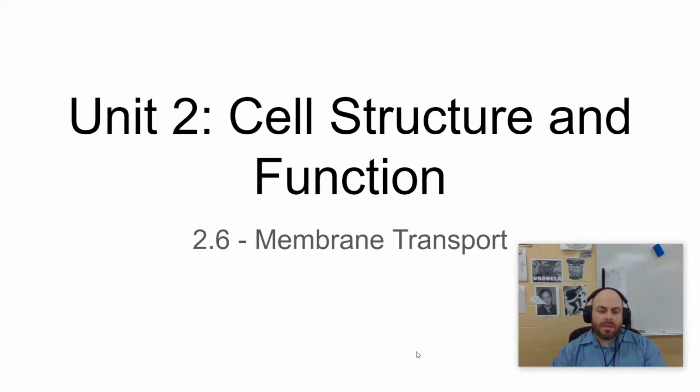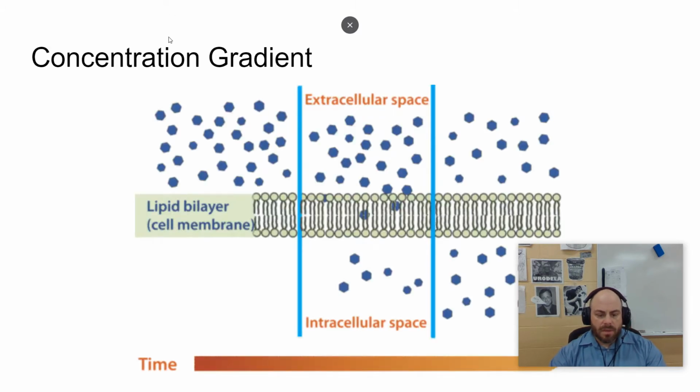All right, in this video, we'll be looking at membrane transport 2.6, and we'll just begin by talking about this concept of a concentration gradient. A concentration gradient is when there's more solute in one area than in another. And this class will mostly be dealing with a membrane in between those two areas.